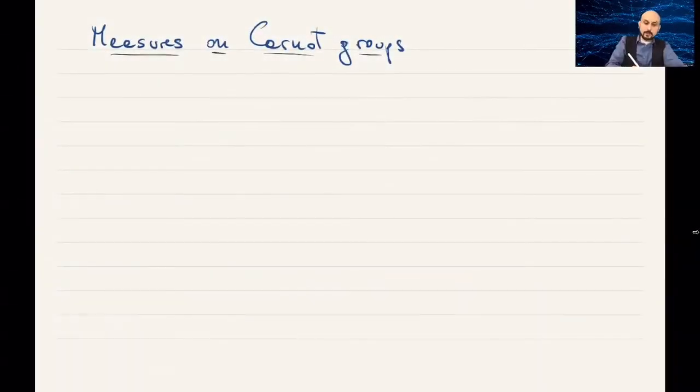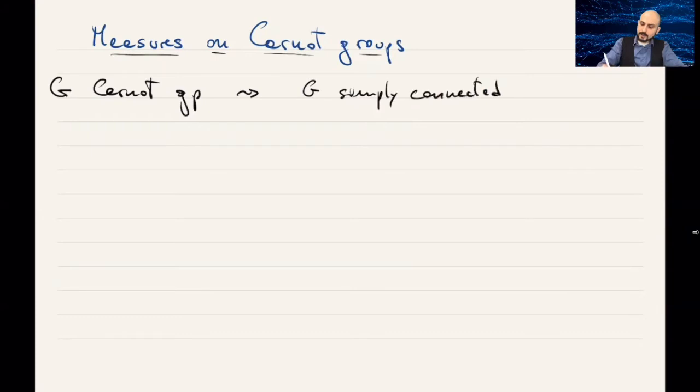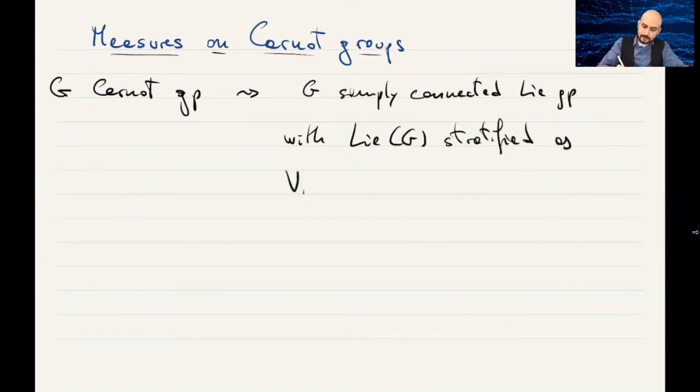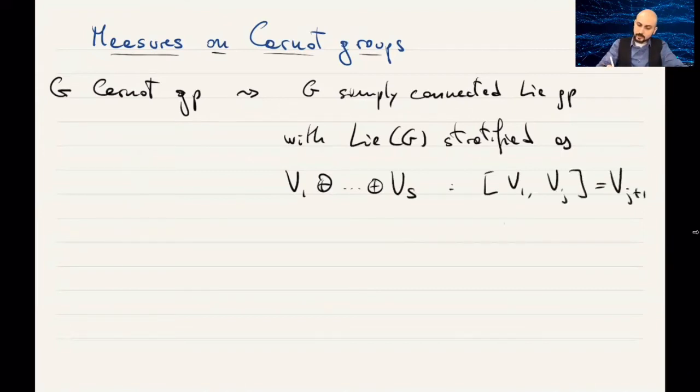Okay, so we start and we have G, a Carnot group, which, let's remember, means that G is a simply connected Lie group with Lie algebra stratified as the sum of vector spaces such that [V1, Vj] is equal to Vj+1, where we mean that Vs+1 is the zero vector space. Okay, now we are going to consider measures on Carnot groups.